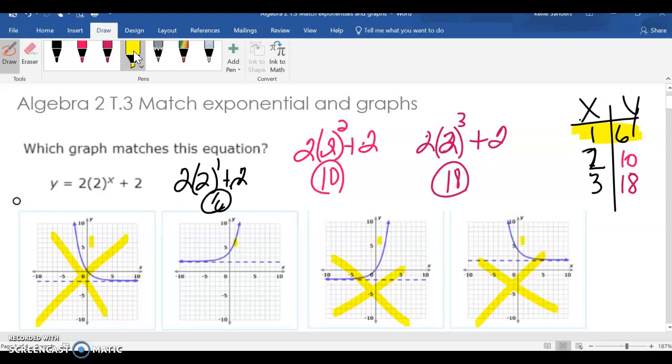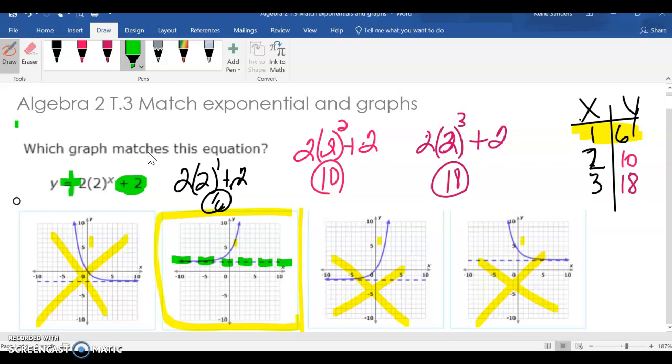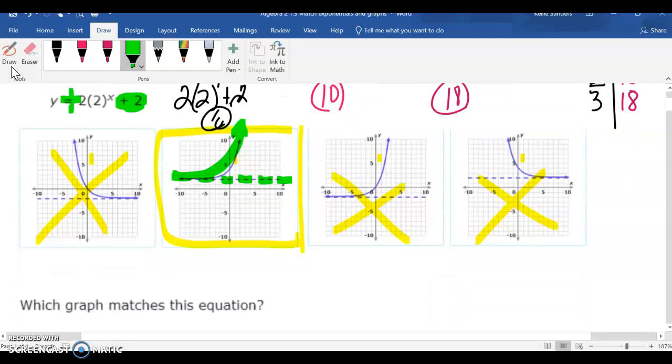So if you wanted to, you could do this every single time and be able to get your answer, but use the information that you can see. See this plus 2? Remember, that is your horizontal asymptote. And since this is positive, it's going to go in the upwards direction. So I knew it was going to be that one at the very beginning. But you can do the T-chart if you want to.